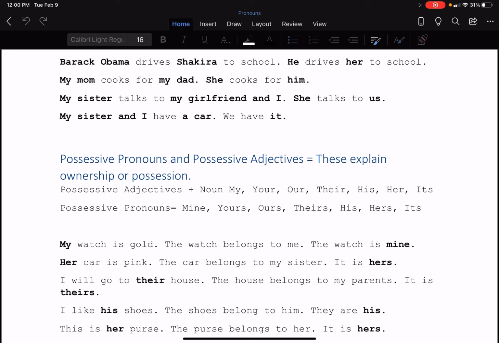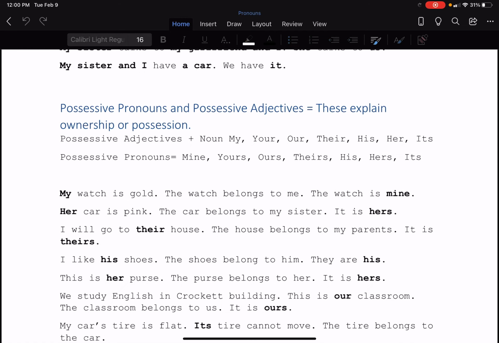My watch is gold. The watch is mine, right? And that's both for me. Her car is pink. It is hers. And it means she owns the car. For plural, I will go to their house and it is theirs. The house is theirs. And there, we need the noun after it, but if we say theirs, we don't need anything else.